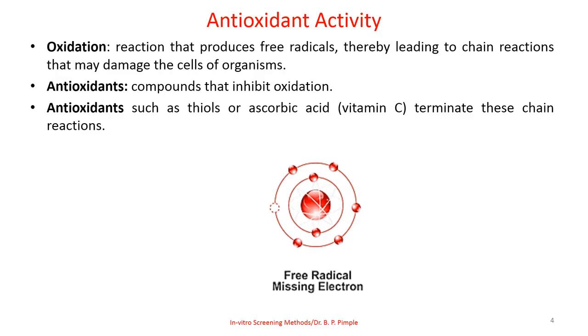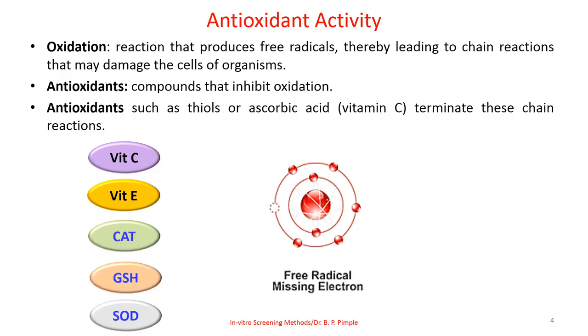In other words, suppose this is a free radical which is missing an electron. The antioxidants externally administered are, for example, vitamin C, E, or thiols and other fruit juices. Even our body has antioxidant enzymes like catalase, glutathione, and superoxide dismutase. These enzyme levels can also be elevated by yoga or pranayama, or even by consumption of certain antioxidants.